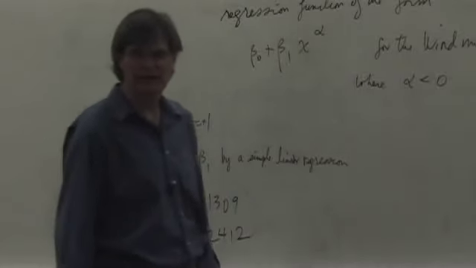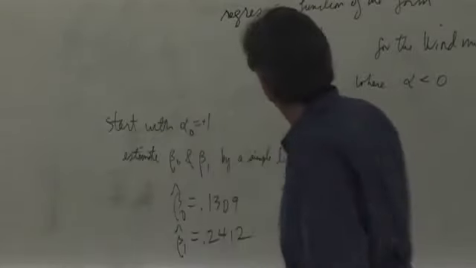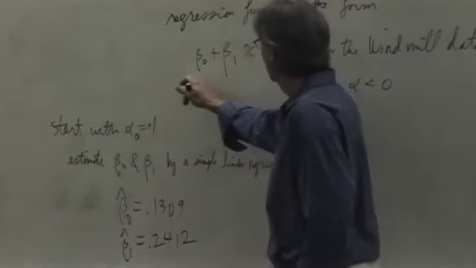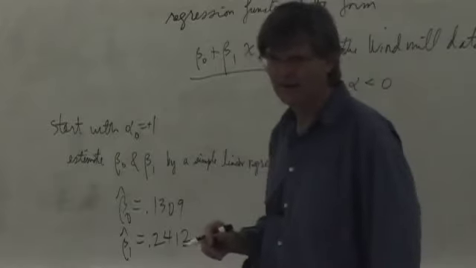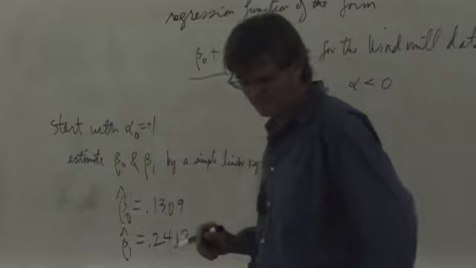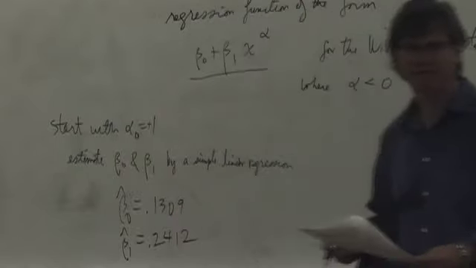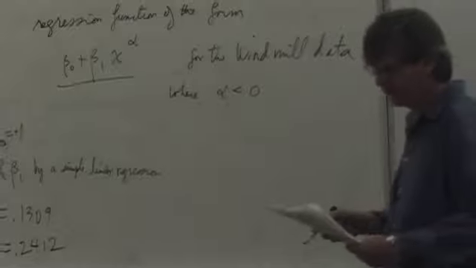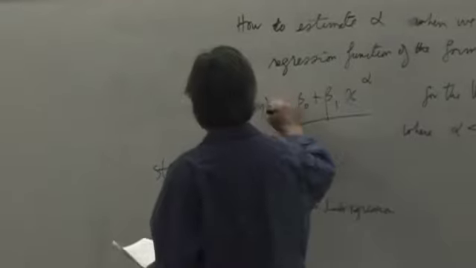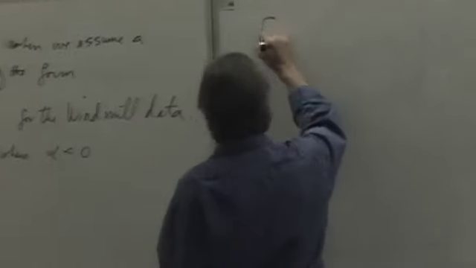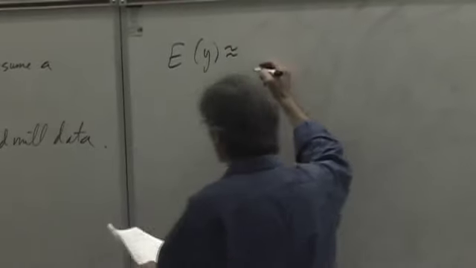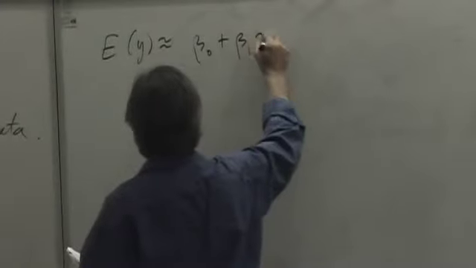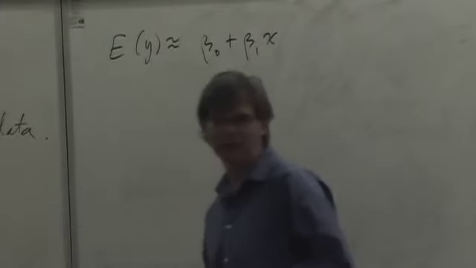You do that. Then, how would I get an approximation to this function? What I'll do is a Taylor series in the variable alpha. So if I have this EY, I'm going to fix beta 0 and beta 1. I'm going to say EY is approximately equal to beta 0 plus beta 1 x, where I take my beta 0 and beta 1 given by those numbers.